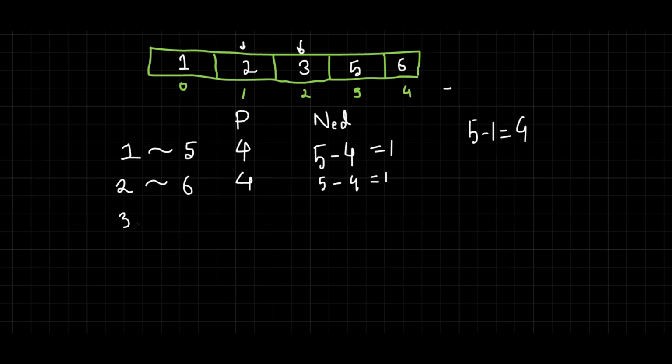Now we are at this position 3. So 3 will be the minimum value. So what will be the maximum? The maximum will be 7. And what is the upper bound of 7? The upper bound of 7 will be 5, which is this position.